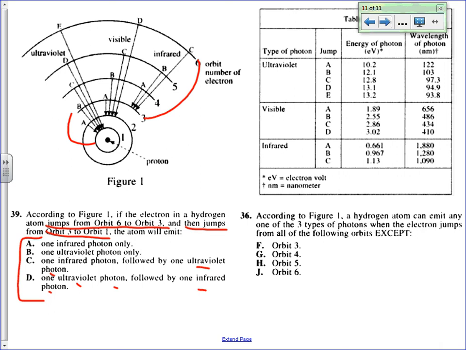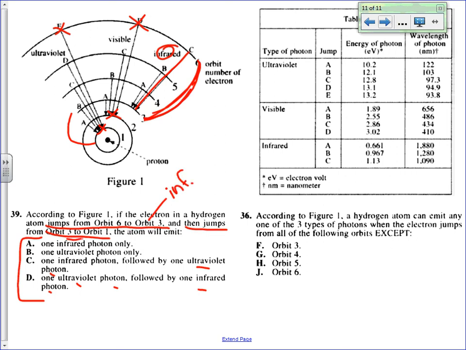If we look from 6 to 3, the only one that has a jump that goes from 6 to 3 is infrared. Infrared jumps C right here. It can't be visible D because visible D jumps all the way to 2. That's not the one we want. Same thing with ultraviolet. Ultraviolet can't be this one because this one will go all the way down to 1. We don't want that. We just want it to go from 6 to 3. So the first one here is going to be infrared.